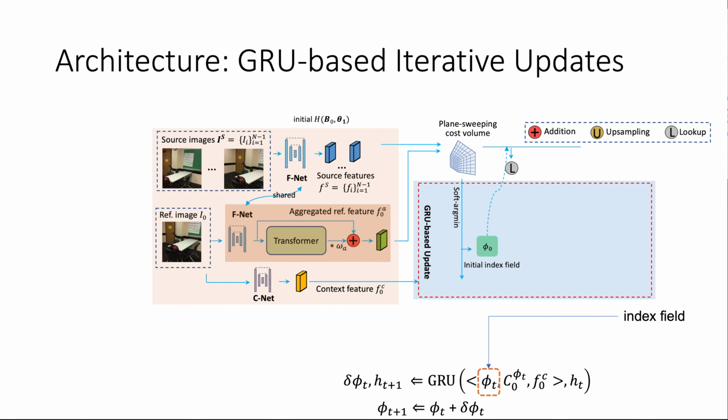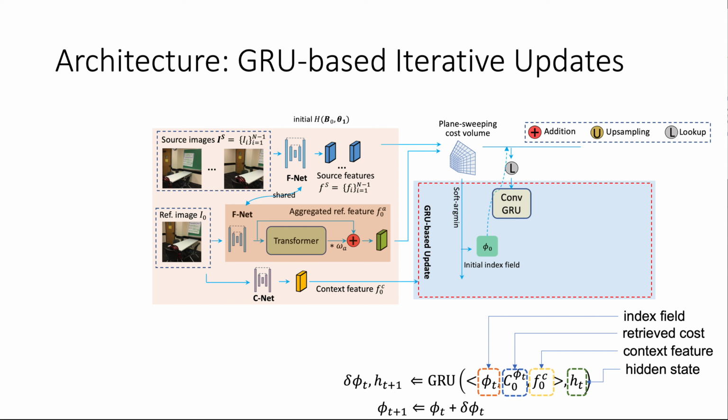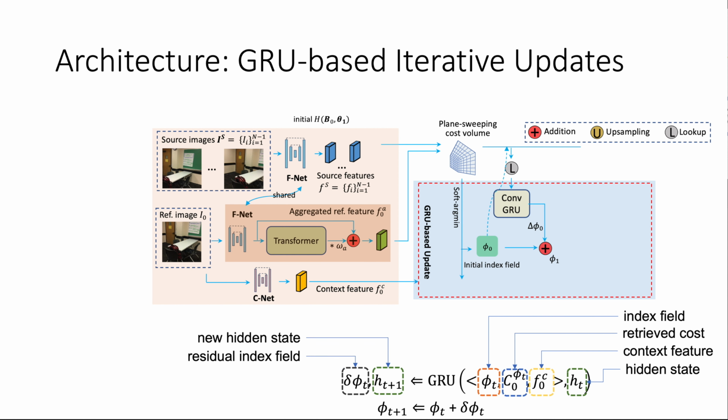Then the index fields, the retrieved cost feature, and the context features are concatenated together with a hidden state and fed into the GRU layers to output a residual index field and a new hidden state. The updated index field is used for the next iteration, and so on.